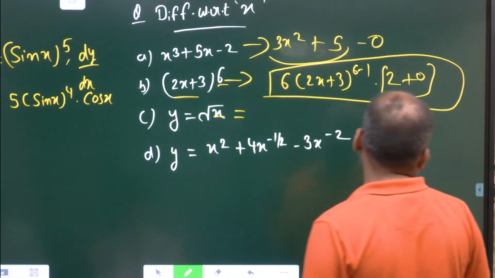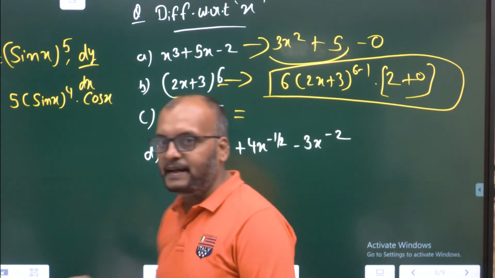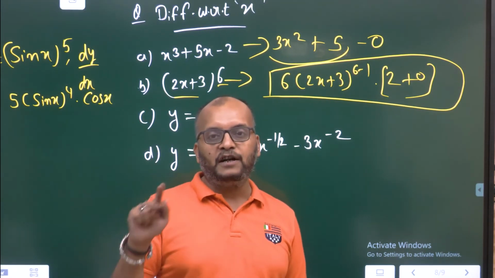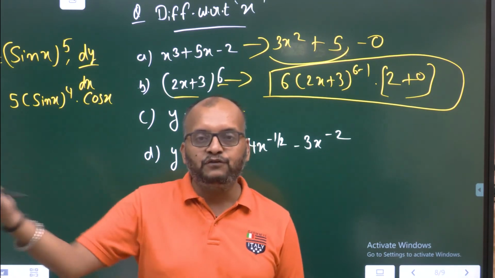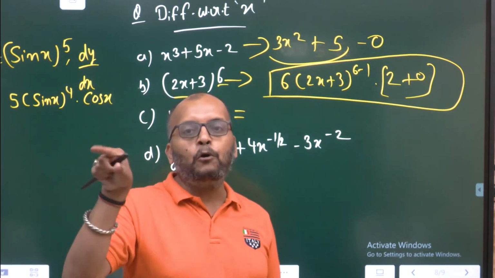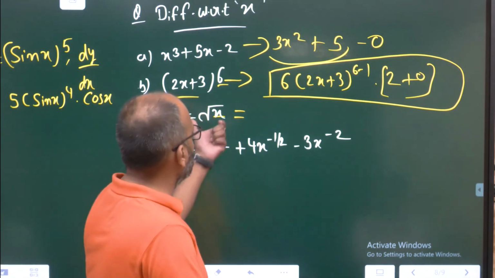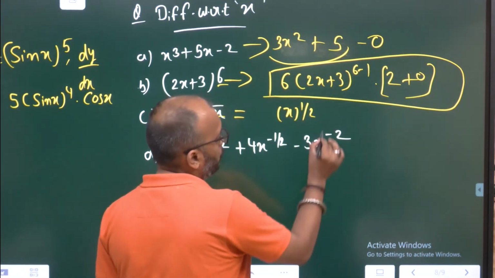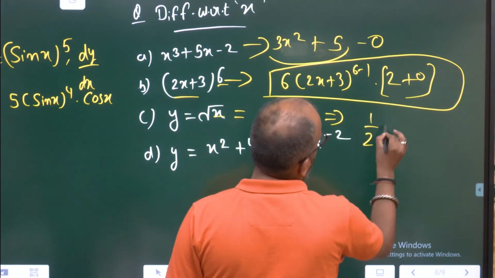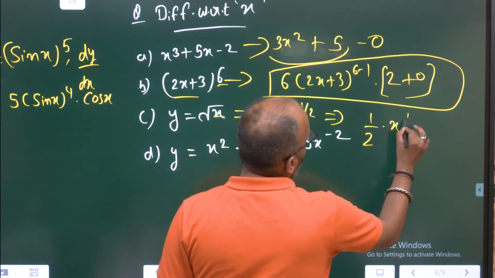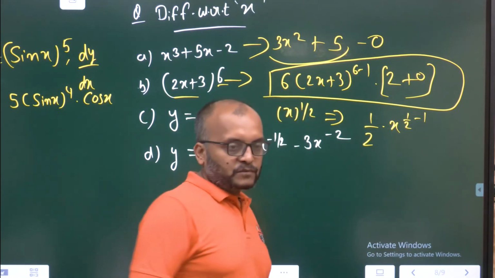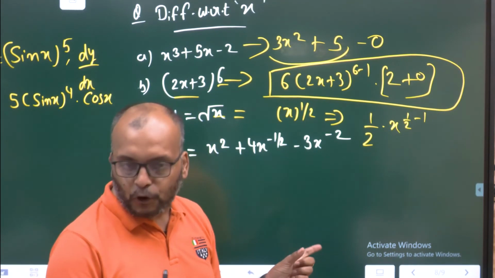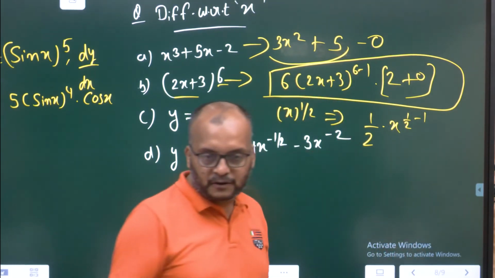Under root x. What is the meaning of under root? Under root can be written as to the power 1 upon 2. Cube root can be written as to the power 1 upon 3. And so on. Fifth root, sixth root, whatever is there, 1 upon that power. So square root is there, so x to the power 1 upon 2. Yes or no? Now it is very simple. 1 upon 2 into x to the power 1 upon 2 minus 1. From half, you are subtracting 1. So what you will get? Minus 1 upon 2. Clear or not?